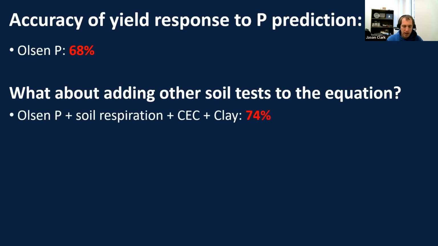of the basic results in the end, that if we use that Olson's phosphorus test plus the soil respiration, which is basically measuring the amount of respiration, the breathing of those microbes, plus your cation exchange capacity and your clay content, we can go from 68% right here to 74% accuracy. So we're increasing it by about 6%.